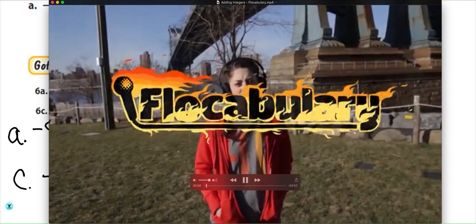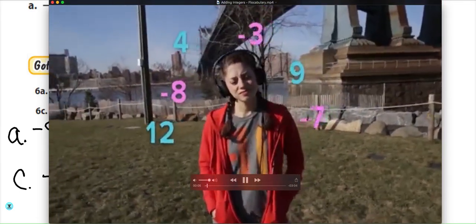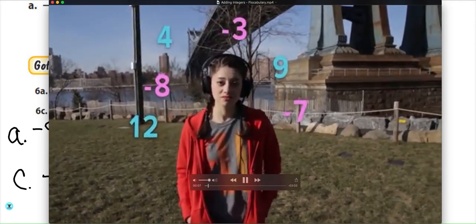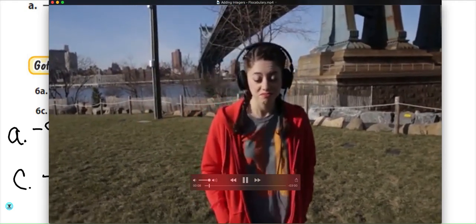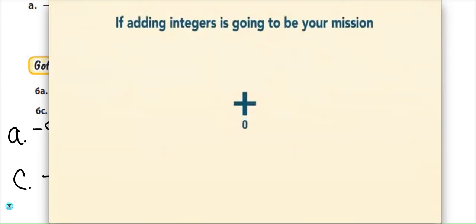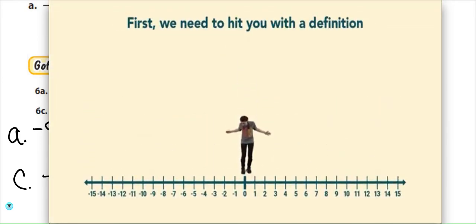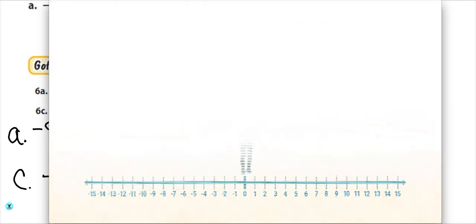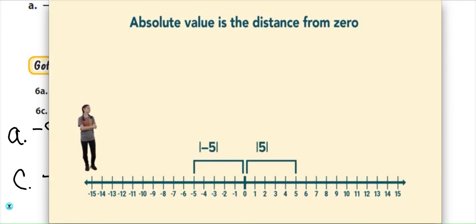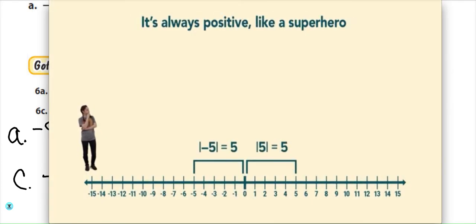So what? You want to work with integers? You want to add them? Time to take it to the number line. Come on, y'all, let's go. If adding integers is gonna be your mission, first we need to hit you with a definition. Listen, absolute value is the distance from 0. It's always positive, like a superhero.